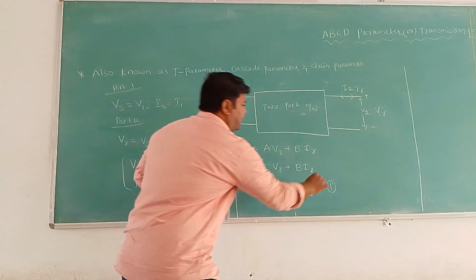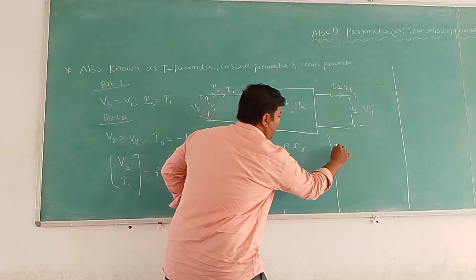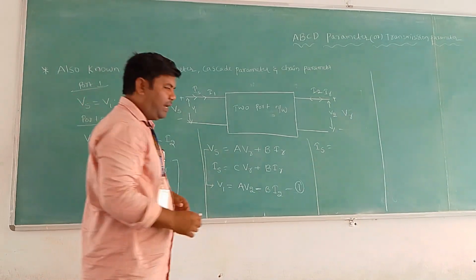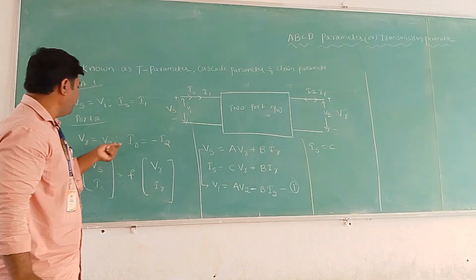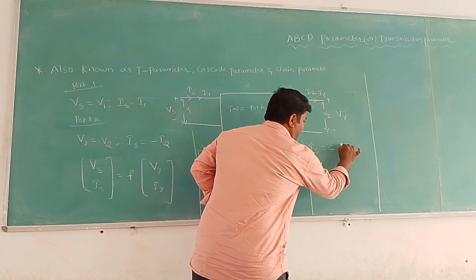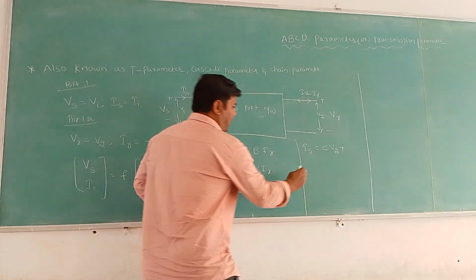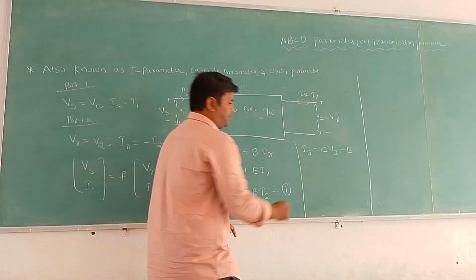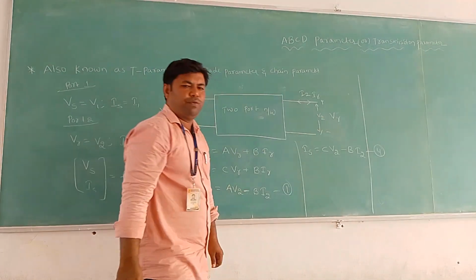Next one, from the IS point of view. So IS is equal to C parameter into VR, in the sense the port number 2 receiving voltage, V2, plus next one is minus D into I2. So this we can call equation number 2.